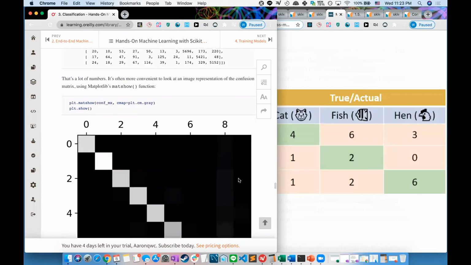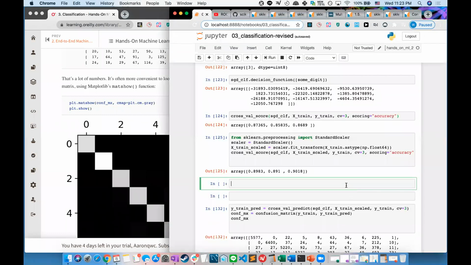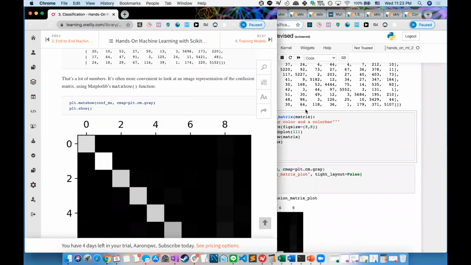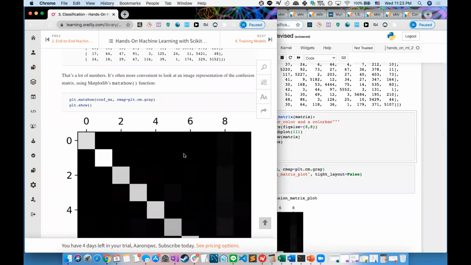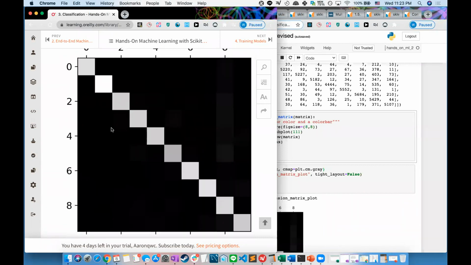Okay. There's a lot of numbers. Let me just go back to the code. And he kind of also visualized it. I don't know why he used grayscale, but I guess it's clear to use that. It's often more convenient to look at an image representation of the confusion matrix, and he did write just that.